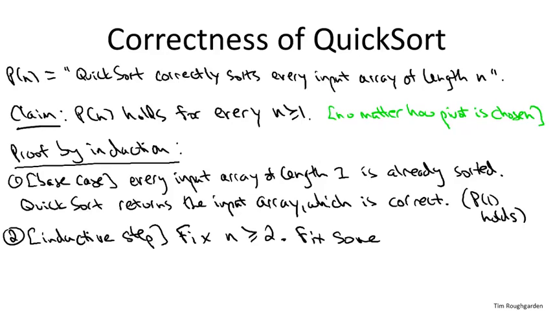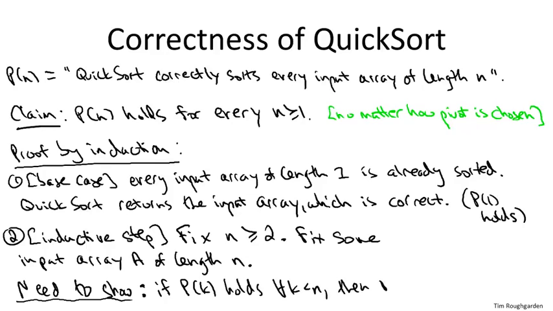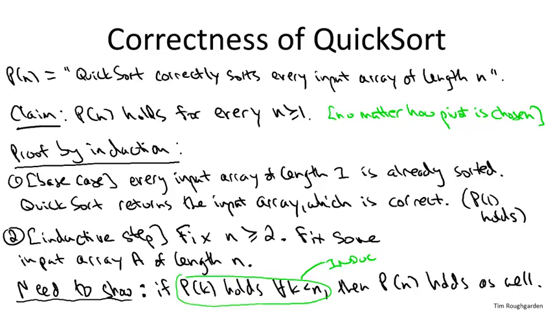So let's make sure we're all clear on what it is we need to show. What do you show in an inductive step? Assuming that P of k holds for all smaller integers, then P of n holds as well. And remember, this is the inductive hypothesis. So in the context of Quicksort, we're assuming that Quicksort never makes a mistake on any input array that has length strictly smaller than n. And now we just have to show it never makes a mistake on input arrays that have size exactly n.